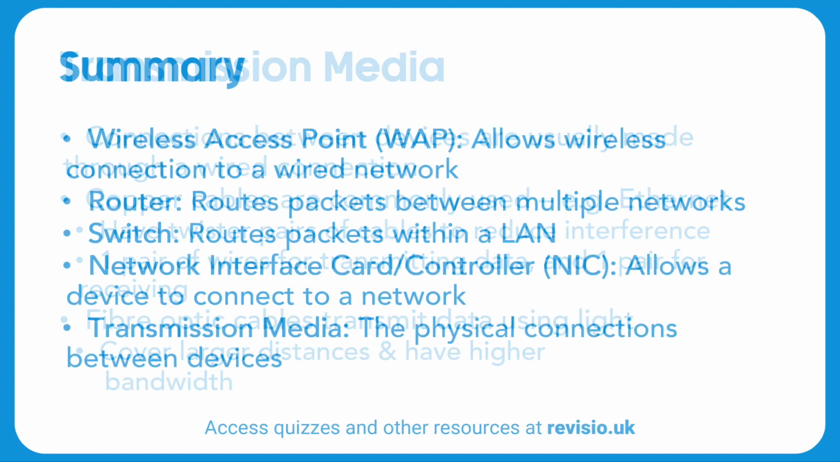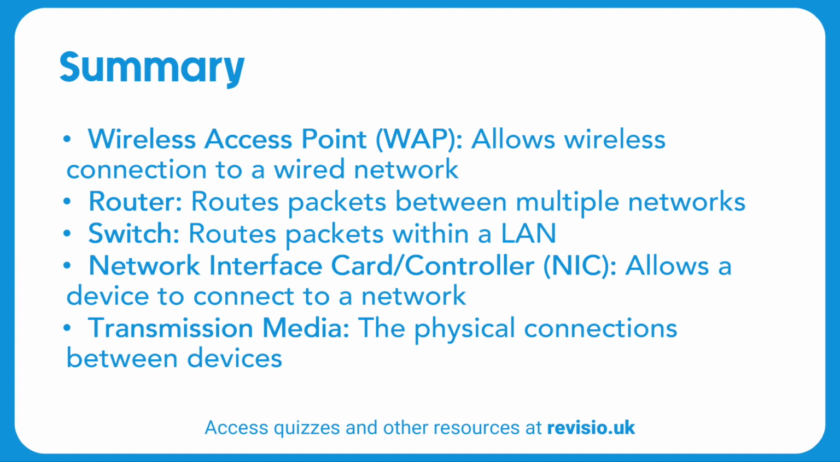So, in summary then, a wireless access point allows a wireless connection to be made to a wired network. A router routes packets between multiple networks, whereas a switch routes packets within a LAN. A network interface card or controller allows a device to be connected to a network, and transmission media are the physical connections between the devices.